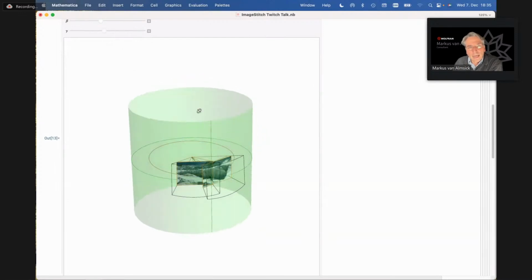skewing angle that you have with a planar canvas. But nevertheless, especially for an angular spread around, let's say, the horizontal plane, this is the geometry of choice. And that's why now in version 13.2, ImageStitch will also support this kind of canvas geometry.